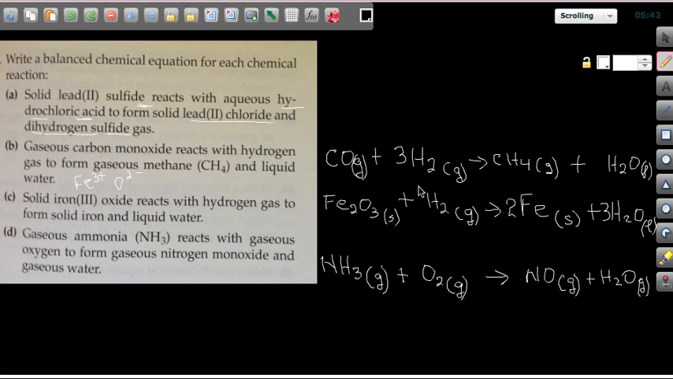So I will have to put more hydrogen molecules on this side so that all of the atoms are balanced. The last one: gaseous ammonia reacts with gaseous oxygen to form nitrogen monoxide in gaseous form and gaseous water. It's steam, it's probably very hot. All right, so let's look at nitrogen, which is balanced. Let's look at hydrogen, not balanced. There's 3 here and 2 here.